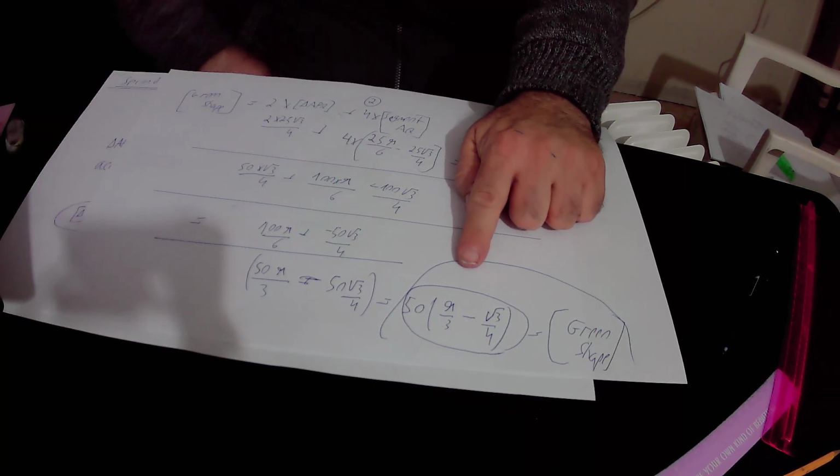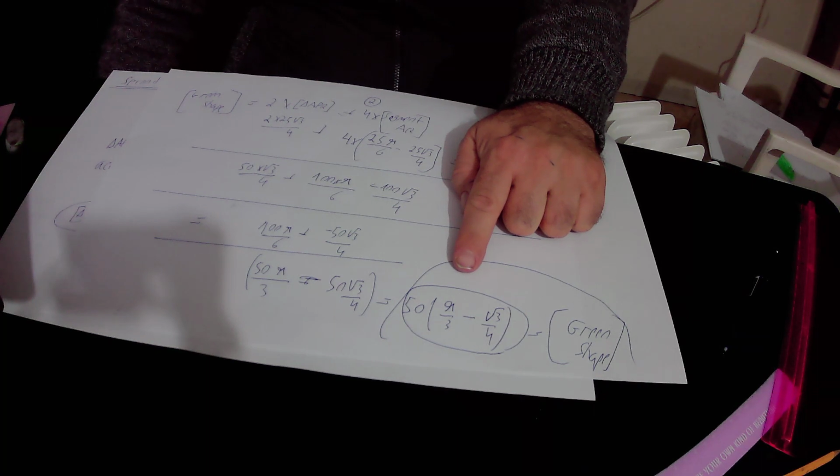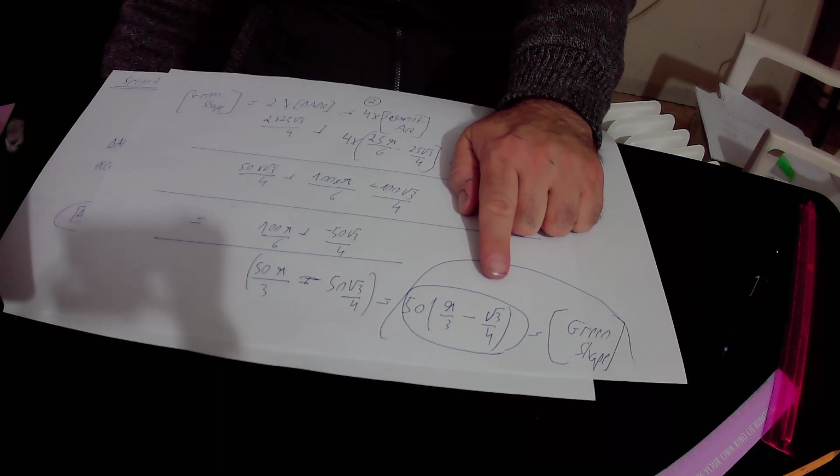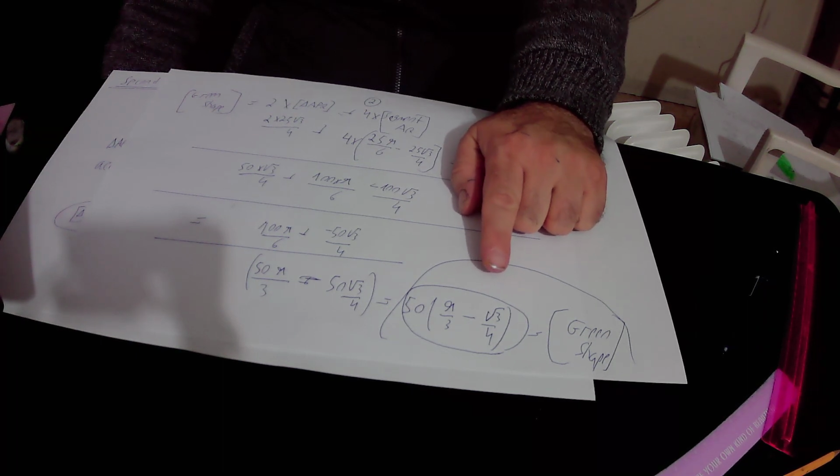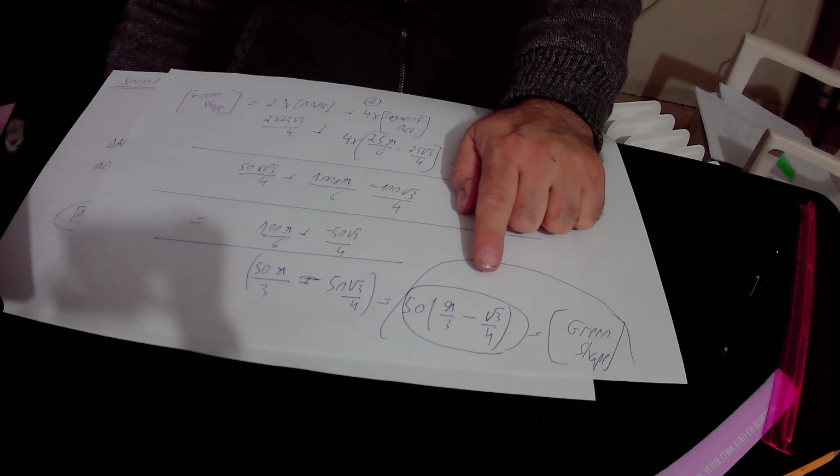So in conclusion, we found out that the area of the green shape according to the second method equals 50 times pi over 3 minus square root of 3 over 4 square units, exactly as we found out in the first method.